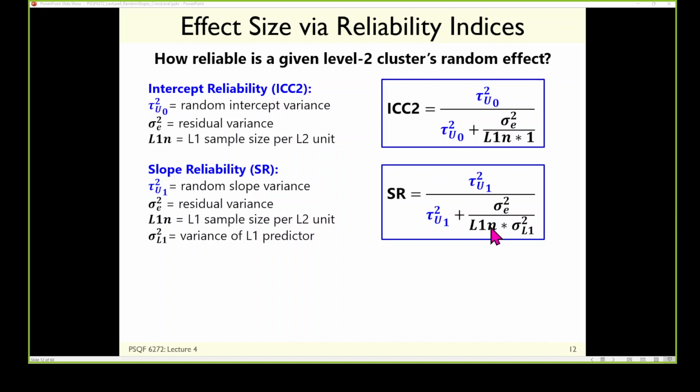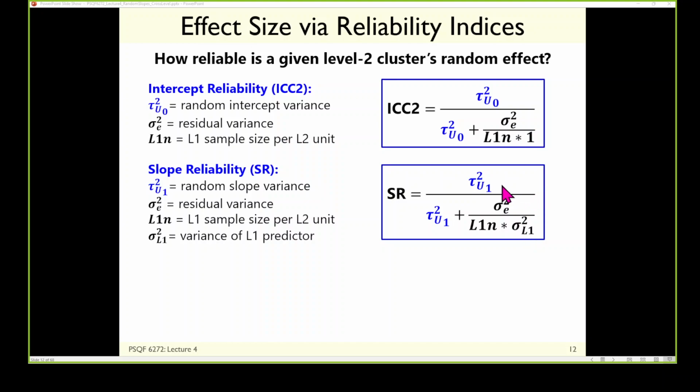So what goes into slope reliability is the size of the slope variance on the numerator plus the residual variance, the number of people per cluster, level 1n, times the variance of the predictor that it's the slope for. So how big a slope is partially determined by what it is the slope of, right? The change in y for a 1 unit change in x. How many units are there in x? We have to know that for this to make sense.